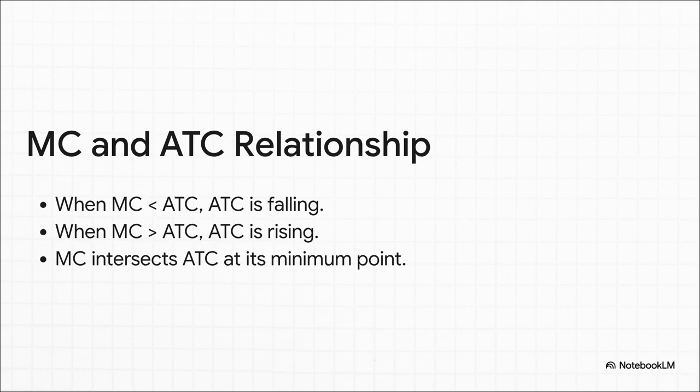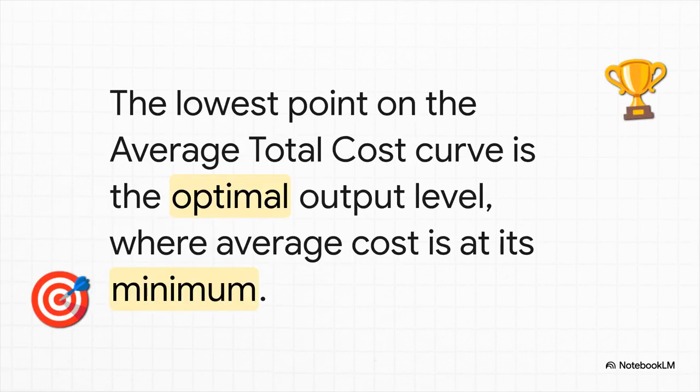And there's this really neat mathematical trick happening here too. Think about your grade point average. If your grade in the next class you take, your marginal grade, is below your current average, it's going to pull your overall average down, right? And if it's above your average, it'll pull the whole thing up. Well, costs behave the exact same way. And because of that, the marginal cost curve always intersects the average total cost curve right at its absolute minimum point. Every time.